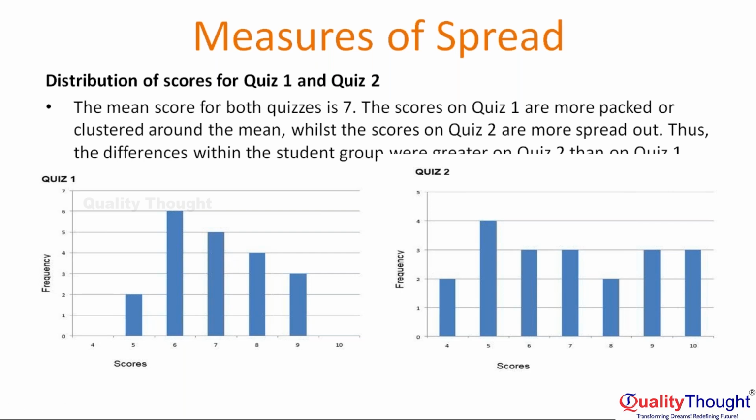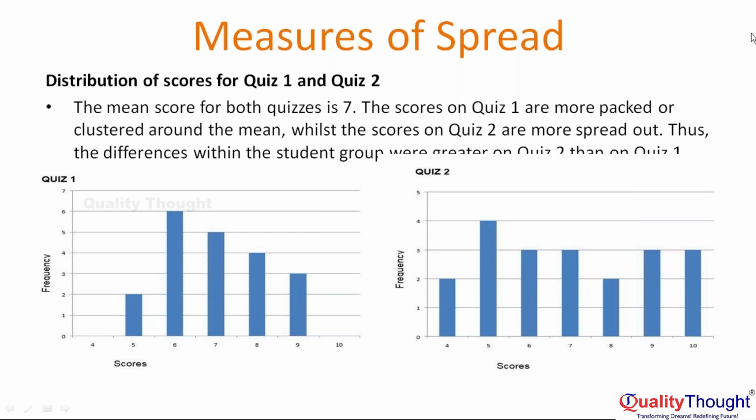Let us calculate the IQR for quiz 2. What is the middle value? 7, which is the median. But here you can see 5, 6. Let us take the average of these so that we get the right middle value. 5.5. Here it is 8.5. 8.5 minus 5.5.